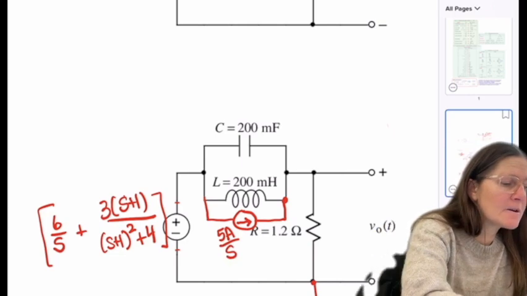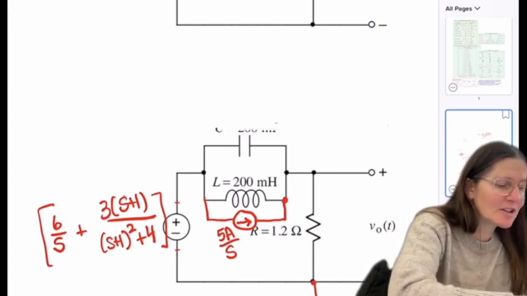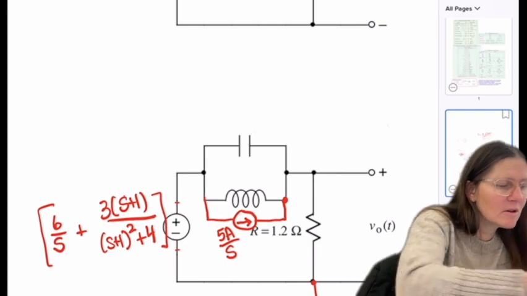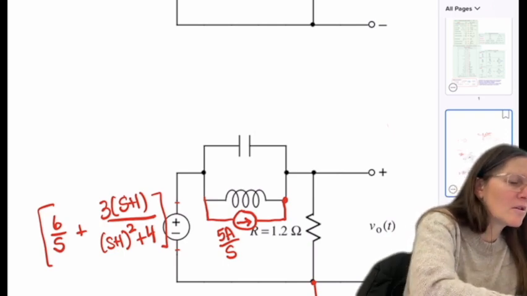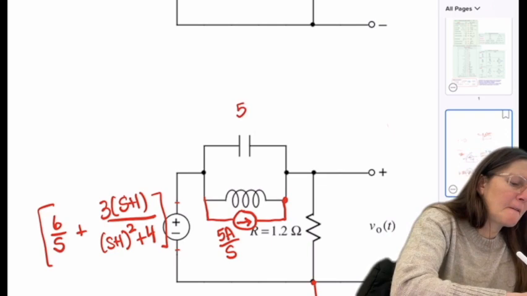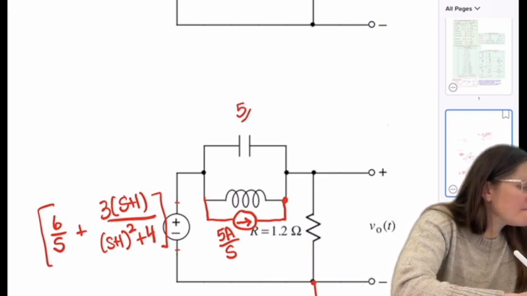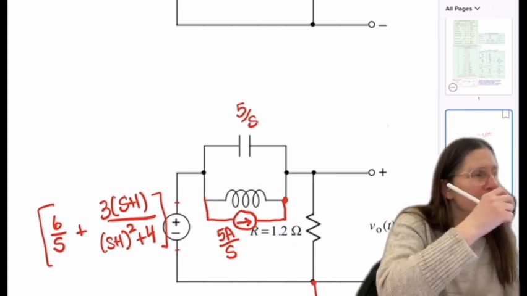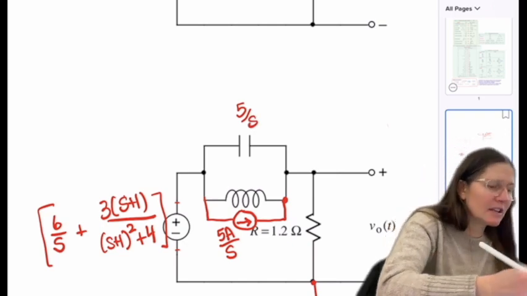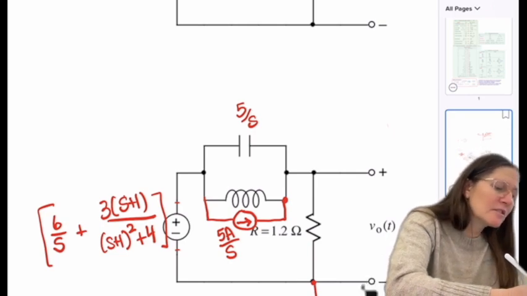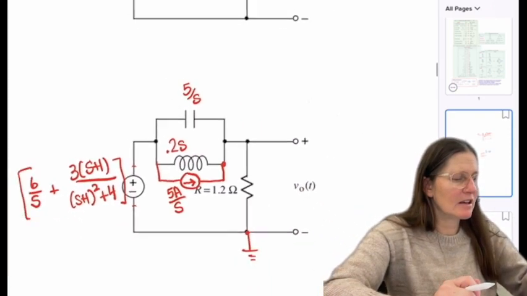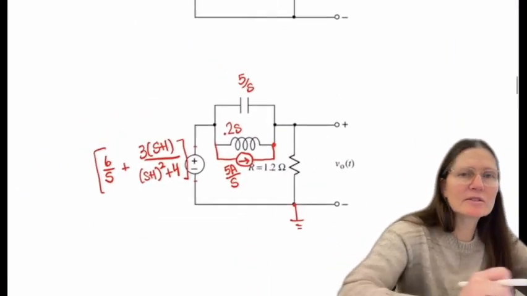And then, yes, I just haven't finished all this yet. Okay, what's this value for the capacitor? 1 over 0.2S, could be simplified to 5 over S. Yeah, 5 over S. And then the inductor? 1.2S. Okay. All right, anybody have any questions on translating this?